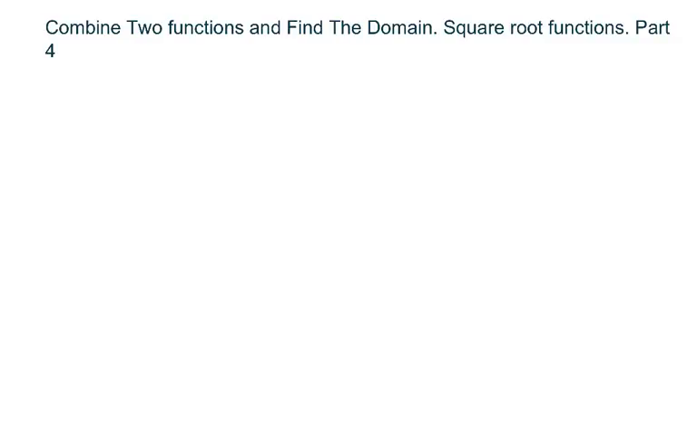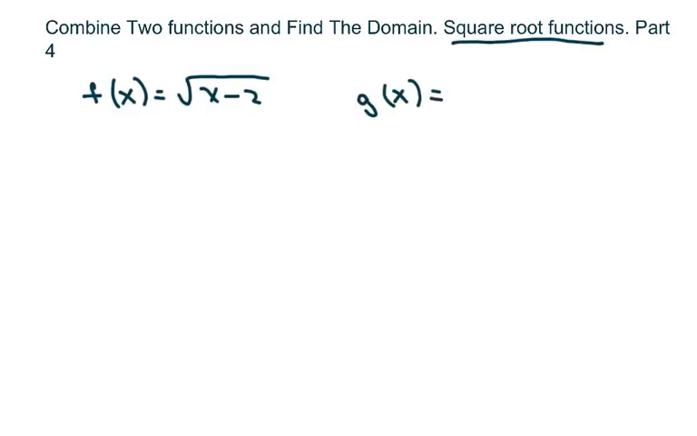Hi everyone, we're going to do two problems here. One is a square root function, and we're also going to do one with a rational function. The first one is f of x equals the square root of x minus 2, and g of x equals the square root of 4 minus x. And that's the first one.